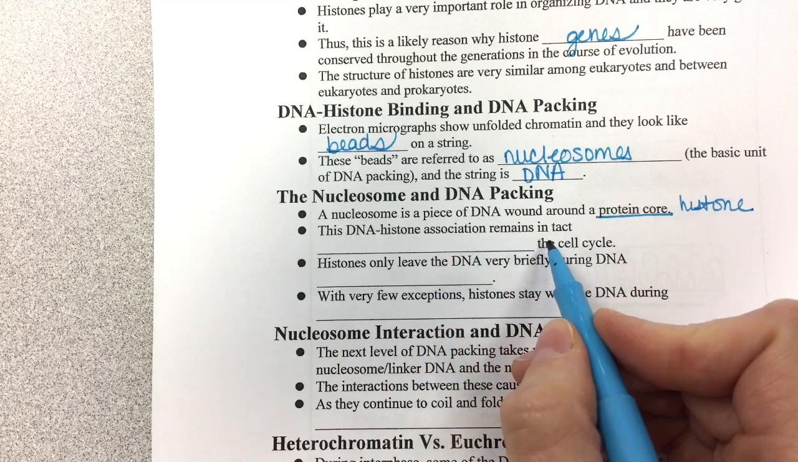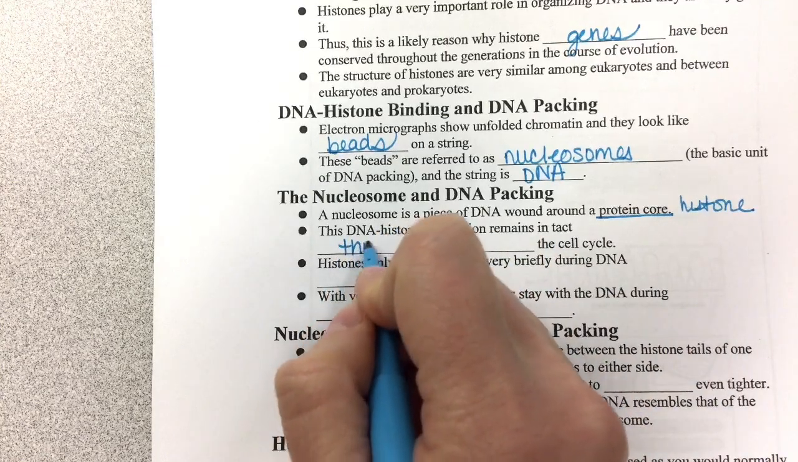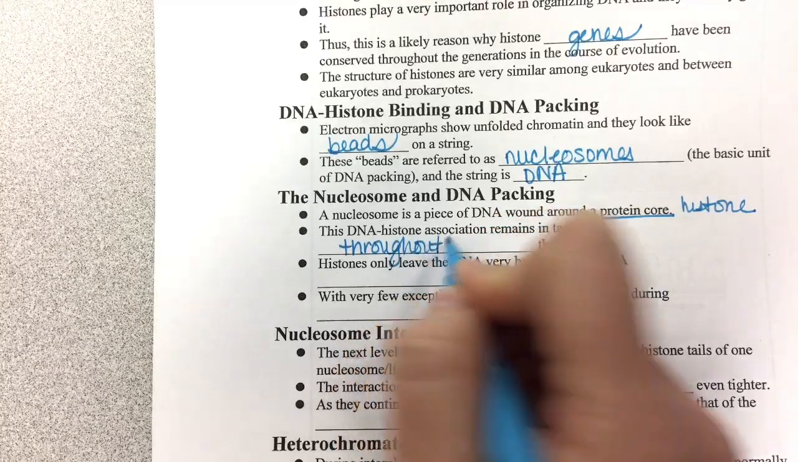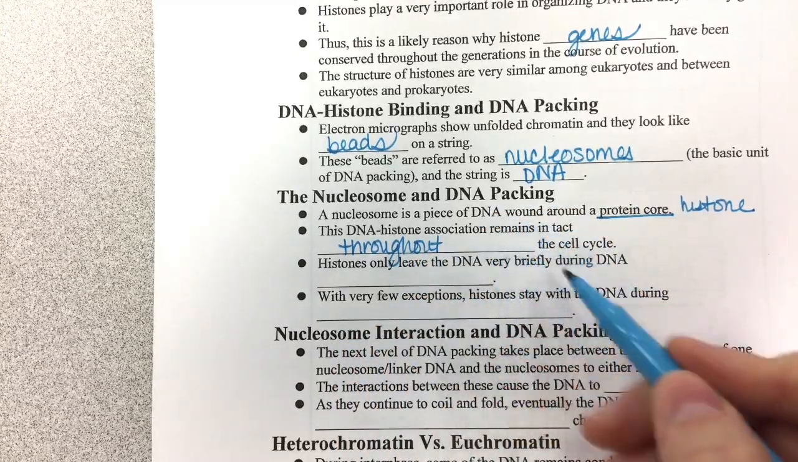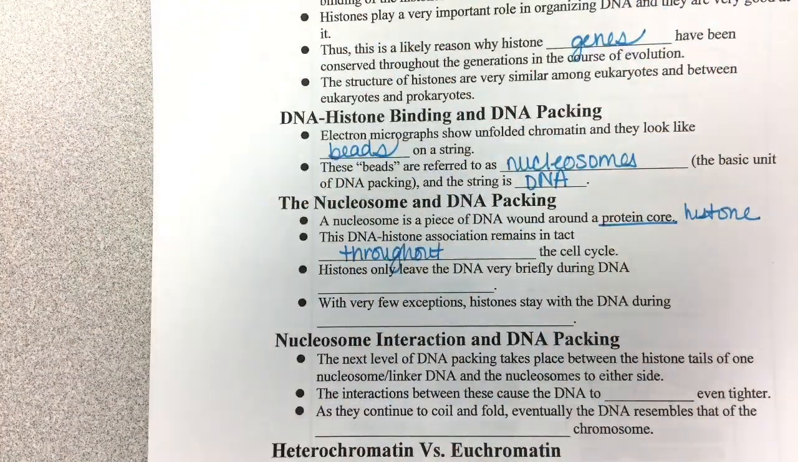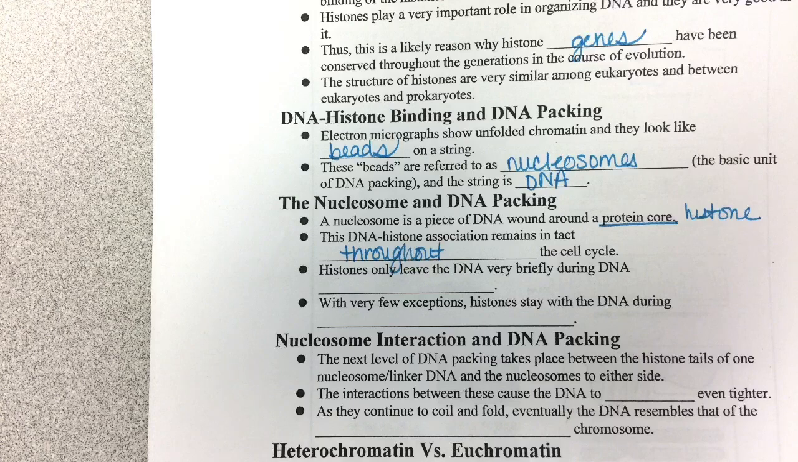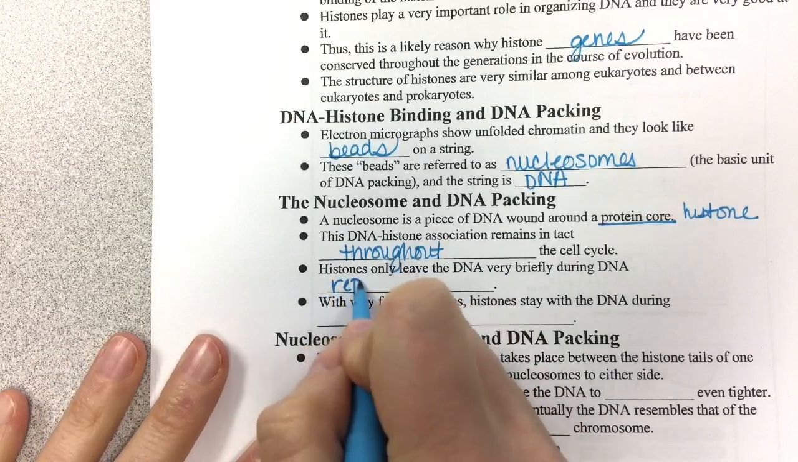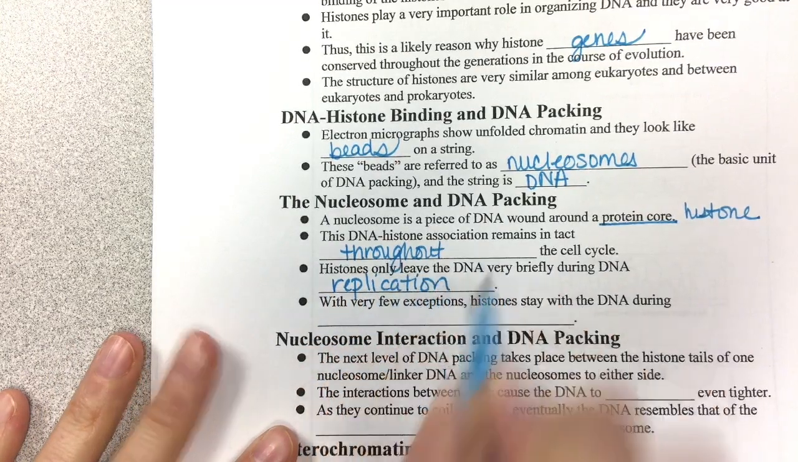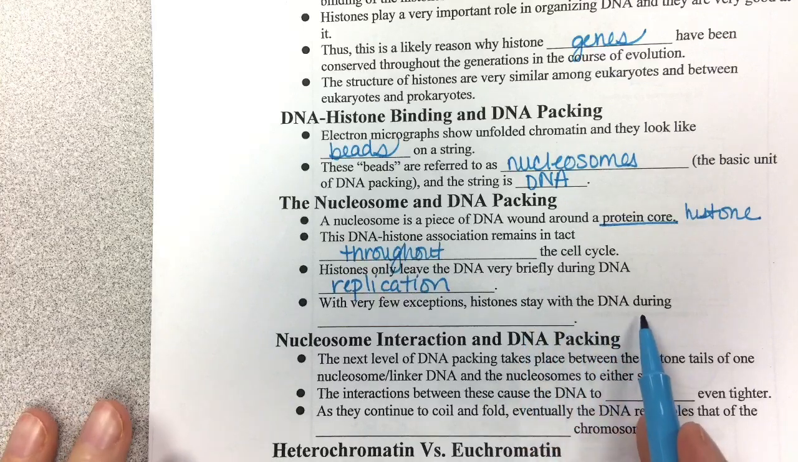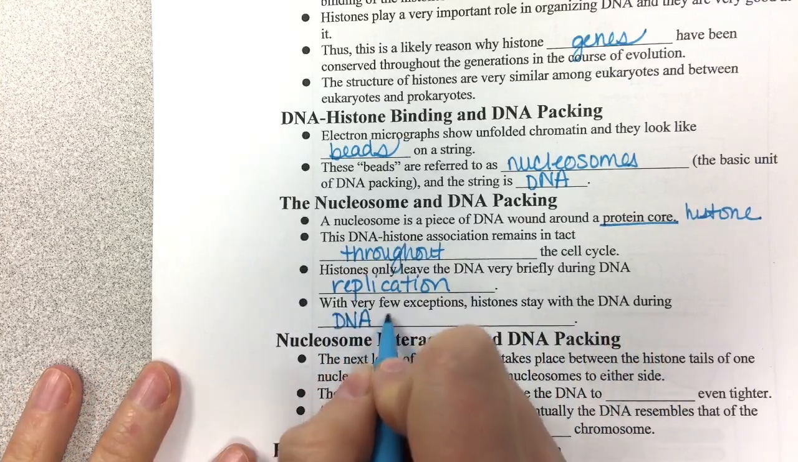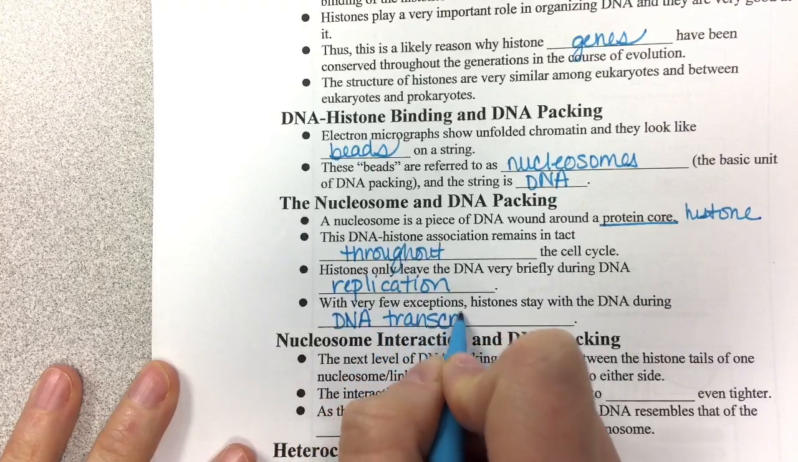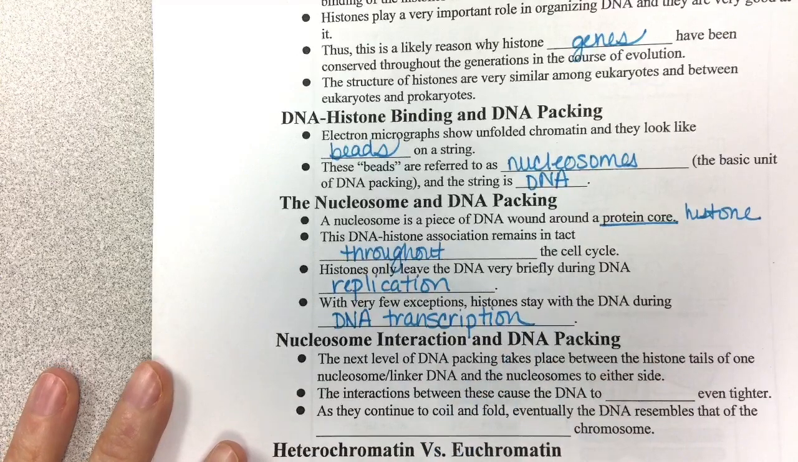This DNA-histone association remains intact throughout the cell cycle. Even when it condenses into chromosomes, you still have the DNA wrapped around histones. When it uncondenses and spreads out again back into chromatin, it still has DNA wrapped around histones. Histones only leave the DNA very briefly during DNA replication, which we talked about in chapter 16. With very few exceptions, histones stay with the DNA during transcription.